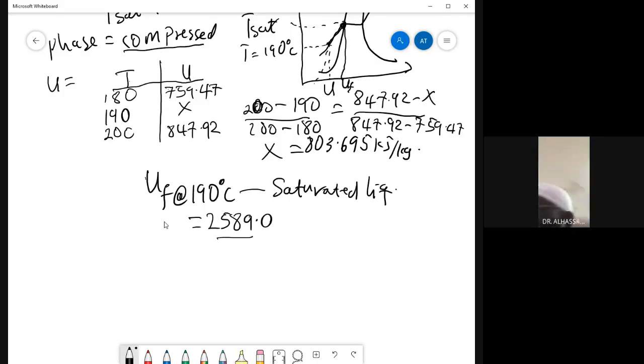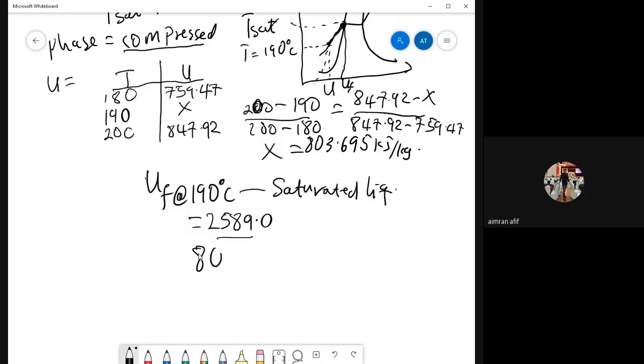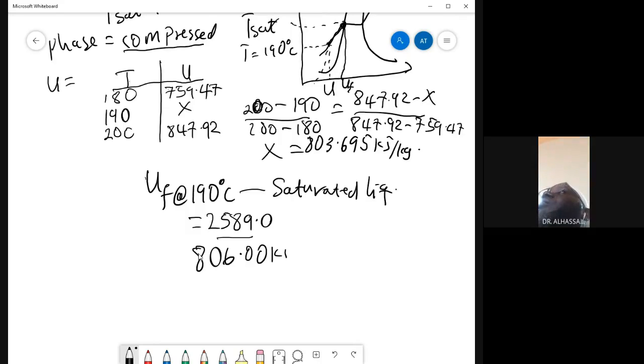How much? UG. What? That's UG. How much? Can you write the answer for me? It's really heavy here. It's very difficult to see. Okay, let me see. 806.00 kilojoules per kilogram. So this is wrong.